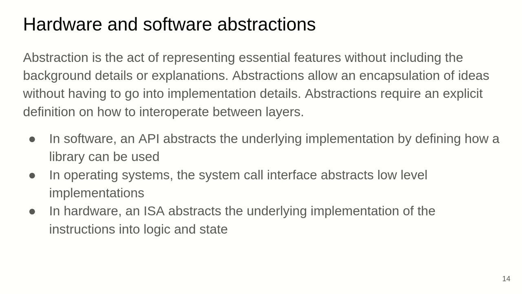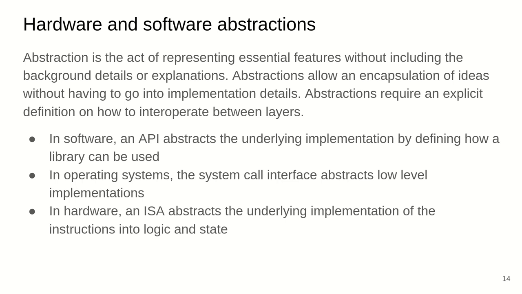We rely on hardware and software abstractions, as I just mentioned before, that allow us to reason only about a subset of the components, right? Abstraction is the act of representing essential features without including the background details or explanations. Abstractions allow an encapsulation of ideas without having to go into the implementation details. The abstractions require an explicit definition on how to interoperate between layers.